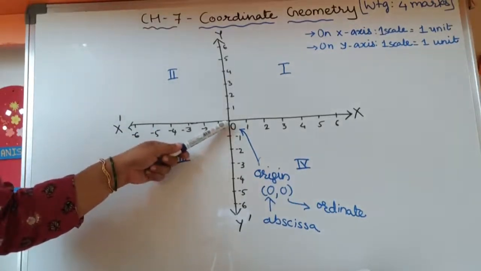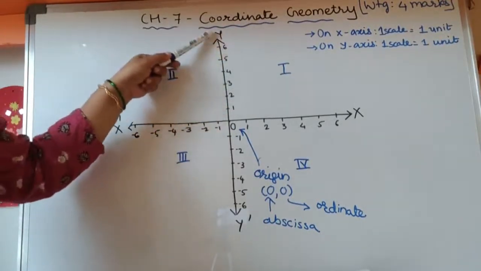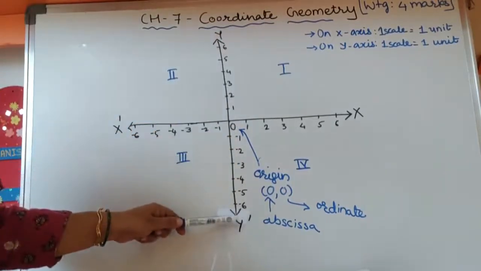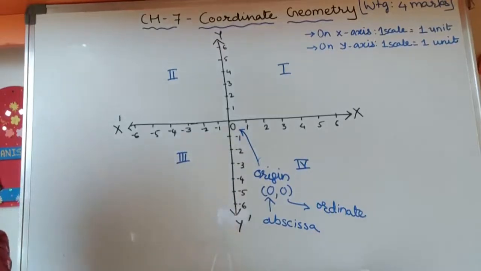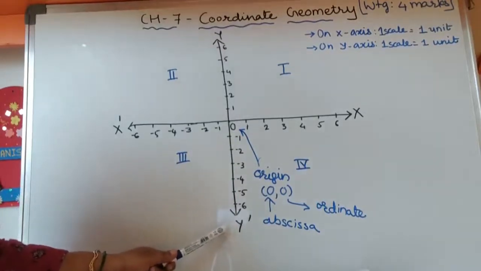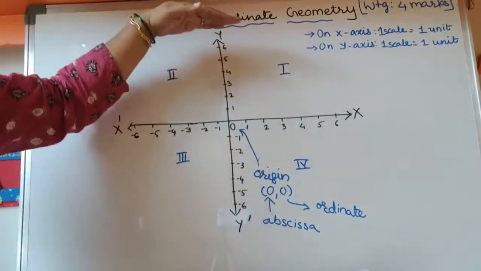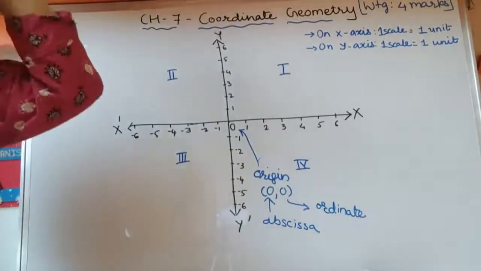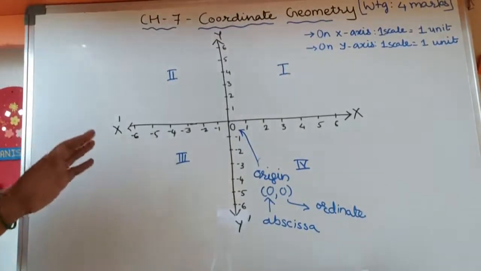Now from the origin towards the top you will get positive numbers on the y-axis. From the origin towards the bottom we get negative numbers on the y-axis. It means it is the y dash. So right-hand side positive, left-hand side negative, top positive, bottom negative. All these things you already studied in earlier classes. I just want to repeat all these things to understand this chapter better.